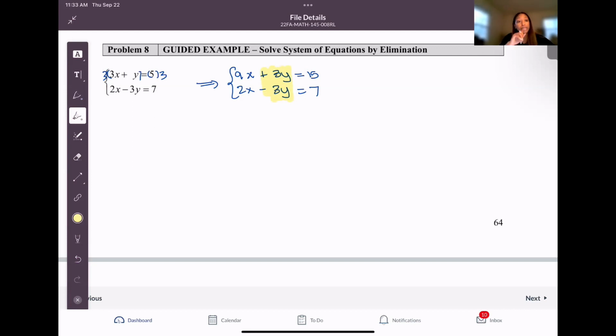All right, once we get to this step, one of our variables has opposite coefficients. Then we get to the addition part, we add. So if we add these two lines together, 9x plus 2x would give us 11x.